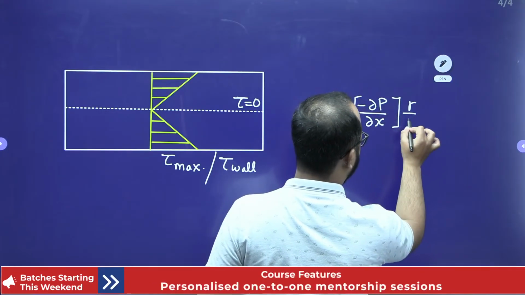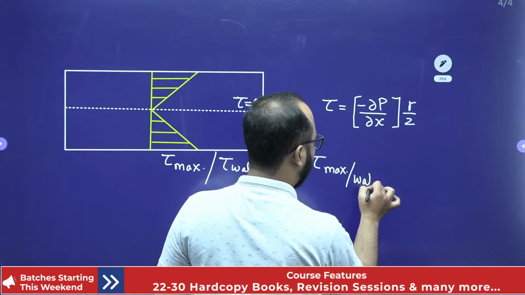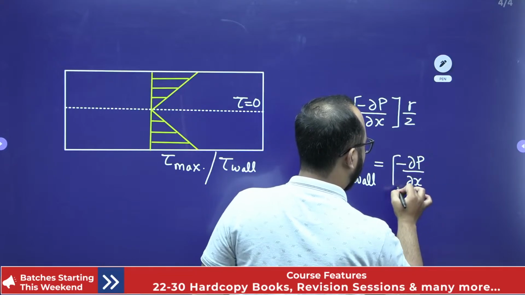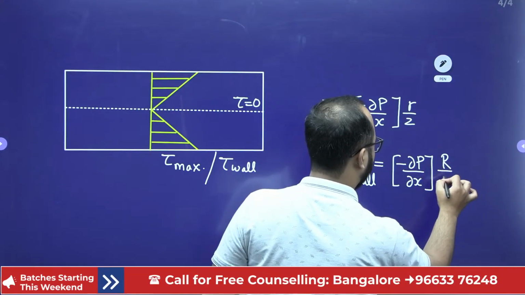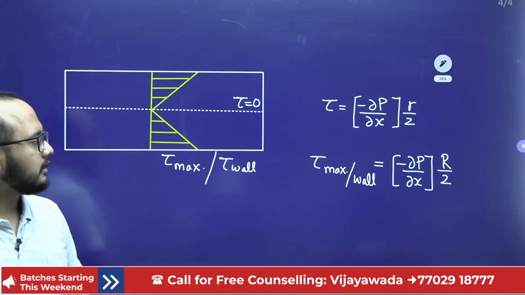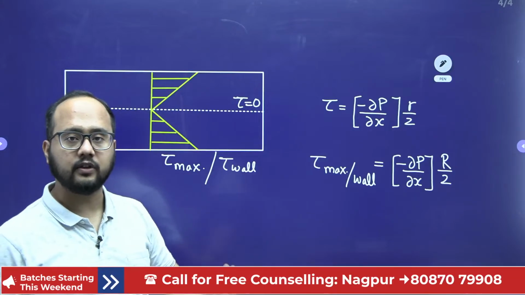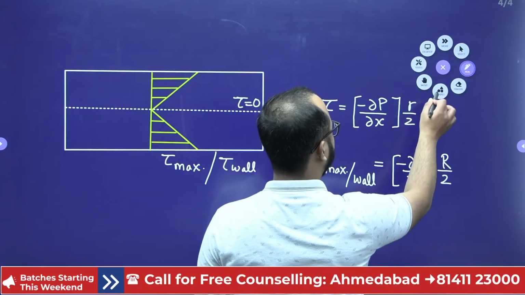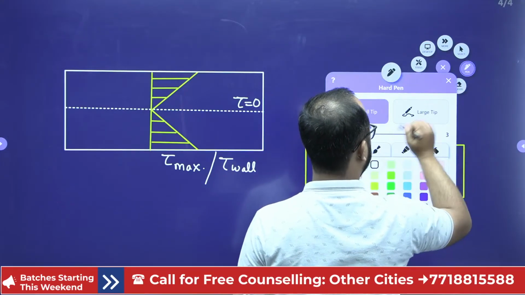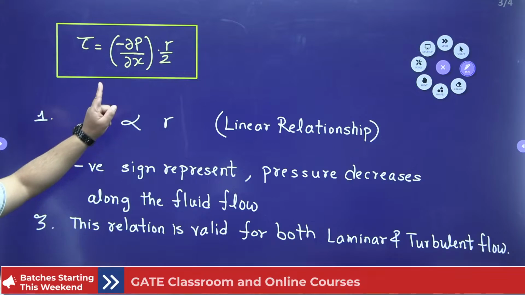Okay, r by 2. Now, in order to calculate tau max, maximum, or I can say at the wall also, it will be minus dou P by dou X, that is the pressure gradient, multiplied by capital R by 2. Because if you put r value as 0, that is at the center line, you will get the shear stress value 0. Correct. So this point everyone should remember. Capital R will be the radius of the pipe. Clear? Okay, so very important points. This relation is very important.